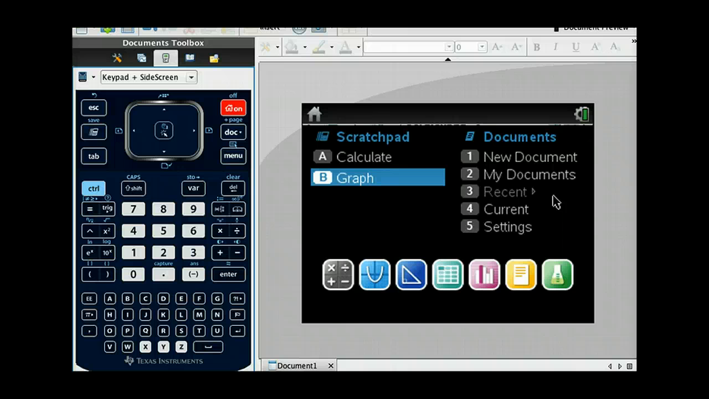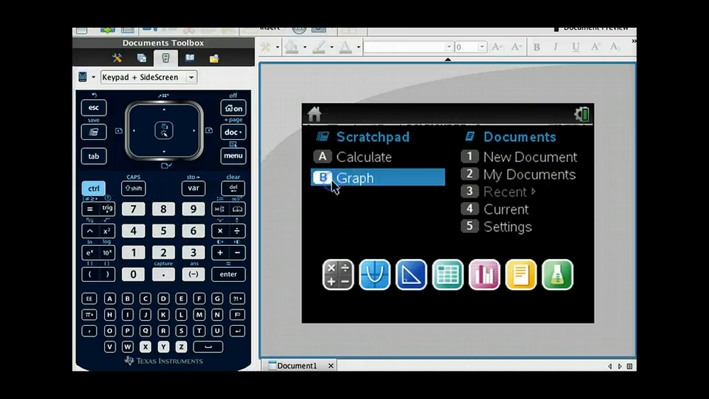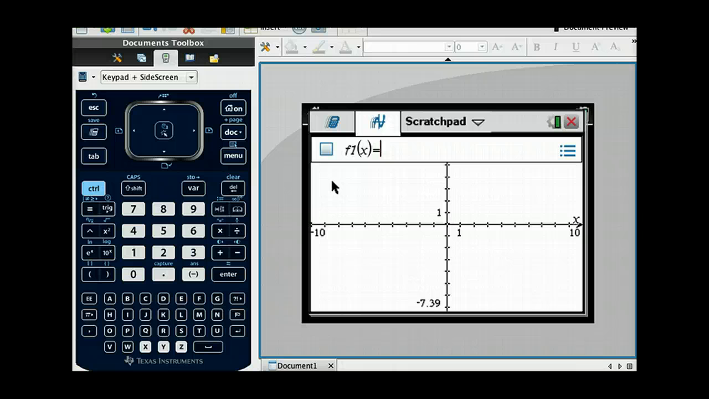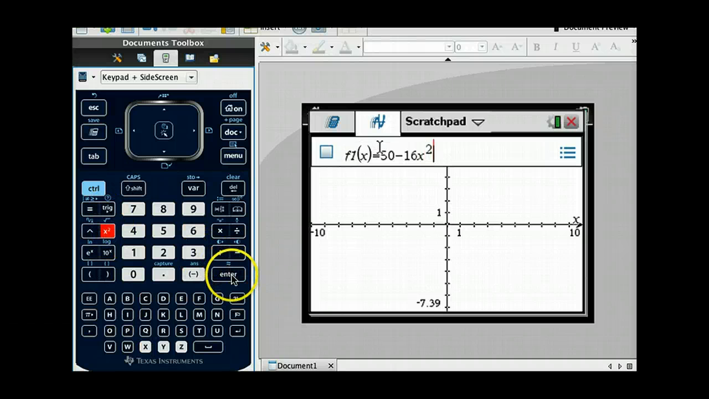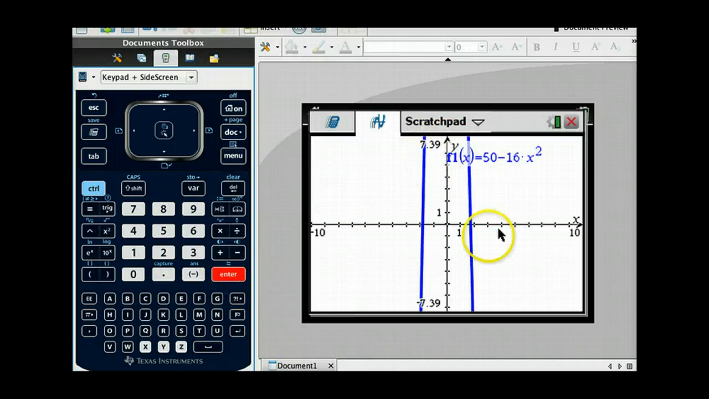So now that you get your calculator, turn this on to the home screen, which looks like this. And I'm going to go to graph. You should see something that looks like this. If you don't see this, remember, hit tab. And I'm going to enter my function, which was 50 minus 16. I'm not going to use t because this calculator doesn't recognize t, but we're going to use x squared. 50 minus 16x squared. Hit enter, you will see a graph like this.